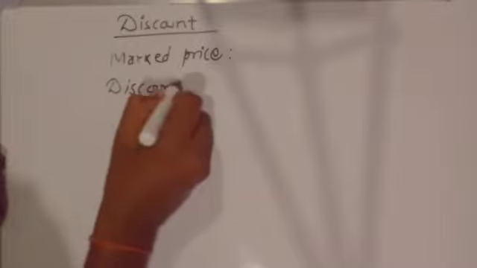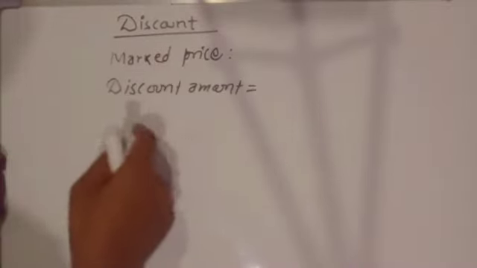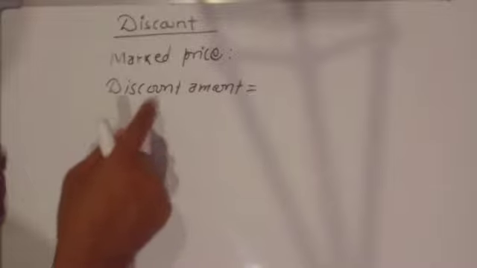Suppose the cost of some article is told by a shopkeeper. That means that price is the marked price of the article. After that, discount amount is the reduced amount from the marked price. This is the discount amount. Sometimes discount is given in percent.